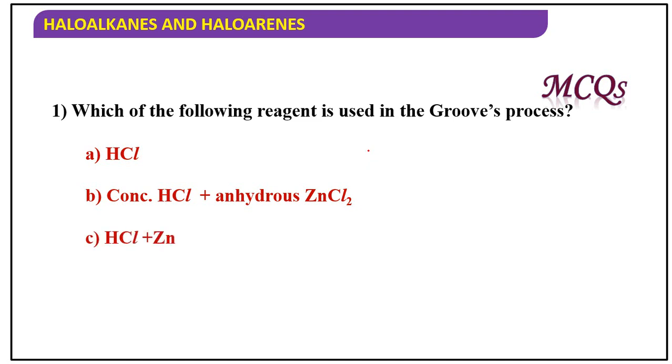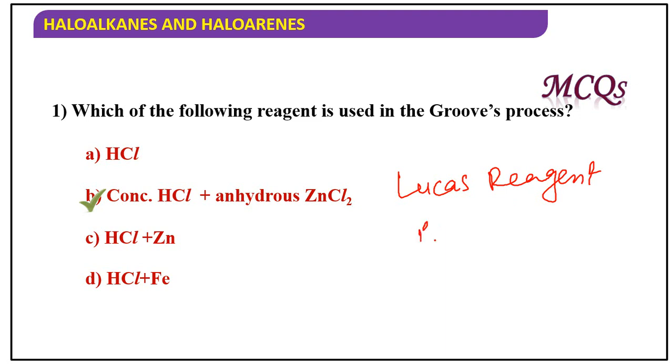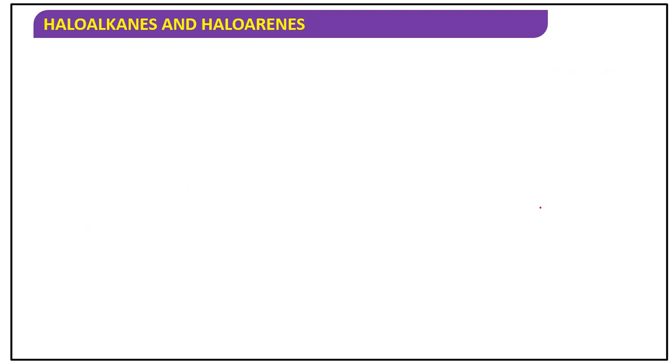Can you guess? What is HCl and anhydrous zinc chloride? It is also known as Lucas reagent. I told you, to distinguish primary, secondary, tertiary alcohols also, we can use this Lucas reagent.